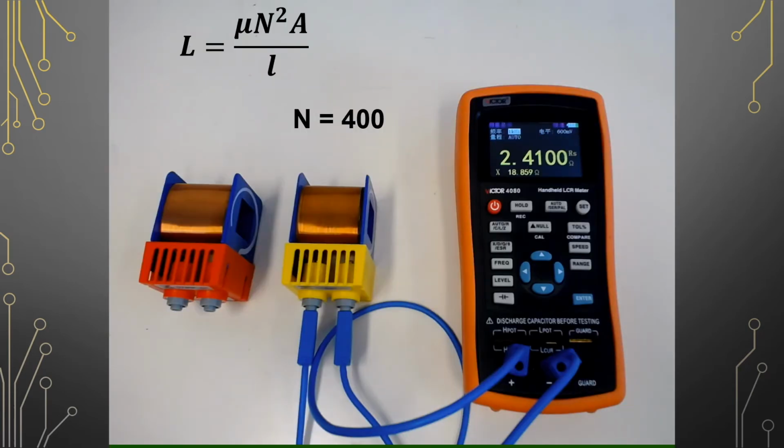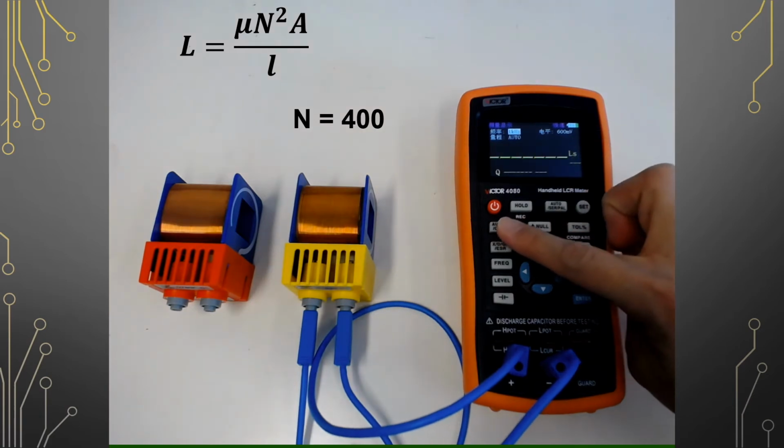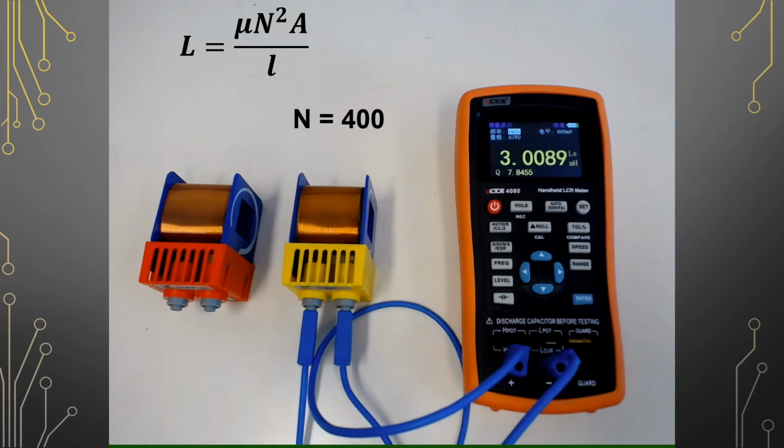We can measure the resistance and inductance of the coil of wire with an LCR meter. Here we have a coil of wire with 400 loops, and the resistance is 2.41 ohm, and the inductance is about 3 millihenry.